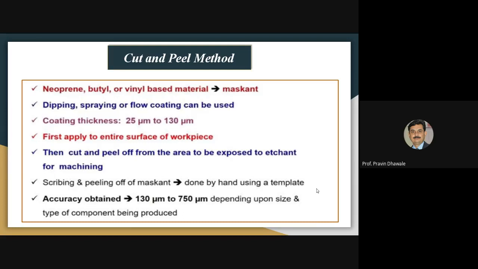The accuracy obtained by using the cut and peel method of applying the maskant is in a range of 130 micron to 750 micron, and that depends on the size and type of the component being produced by chemical machining. So this is the first method of applying the maskant, the cut and peel method. Read the information regarding this method.